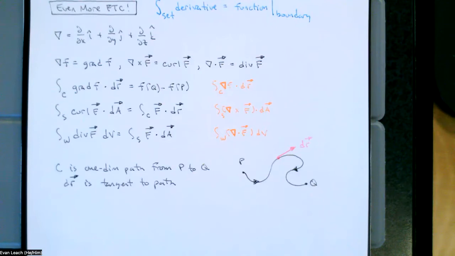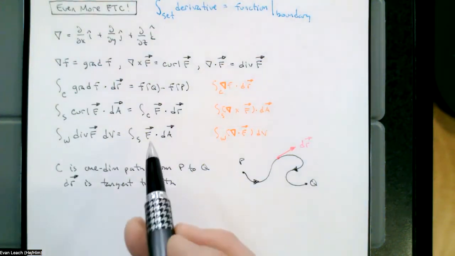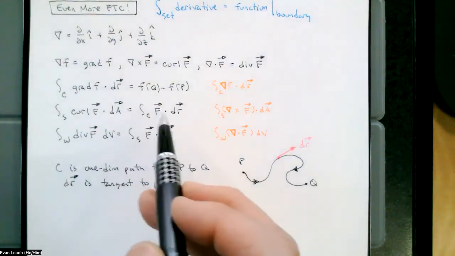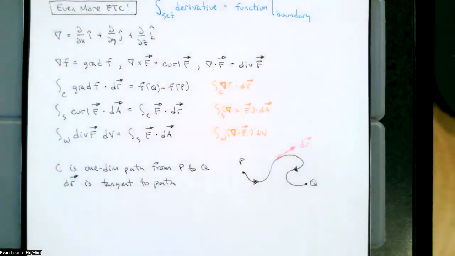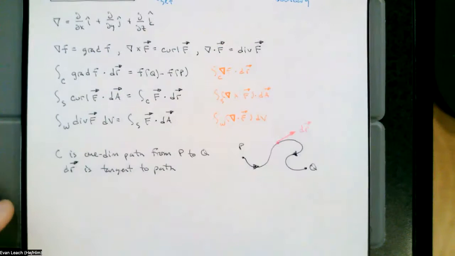But in Stokes' theorem and in the divergence theorem, we don't just have that. In Stokes' theorem, we have a line integral on one side where we're evaluating the function at the boundary. On the other side, we have a surface integral. So we've got to think about, when we have a surface, what is this dA on the surface?